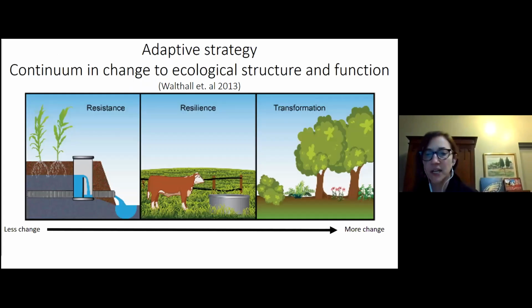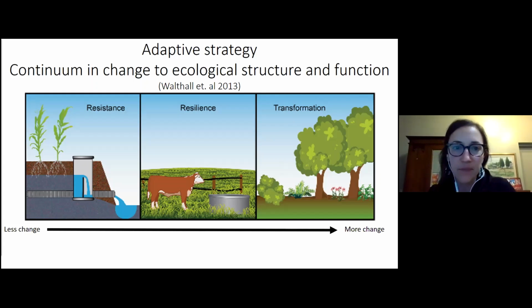And then the final one I'll mention, I know it takes a lot of time to explain all these, was this idea of adaptive strategy, right? And so this is based off of USDA publication and other different resilience thinking and adaptive capacity frameworks, where we're thinking about this, again, continuum of, does this practice represent a change to the ecology or to the structure and function of the system? And so the language that they use in these kind of frameworks is resistance, resilience, and transformation. And so the idea is that they're representing less to more change to the structure and function.